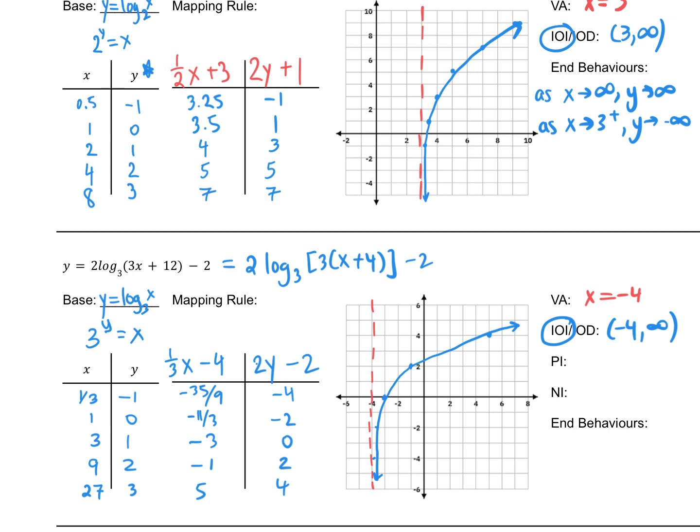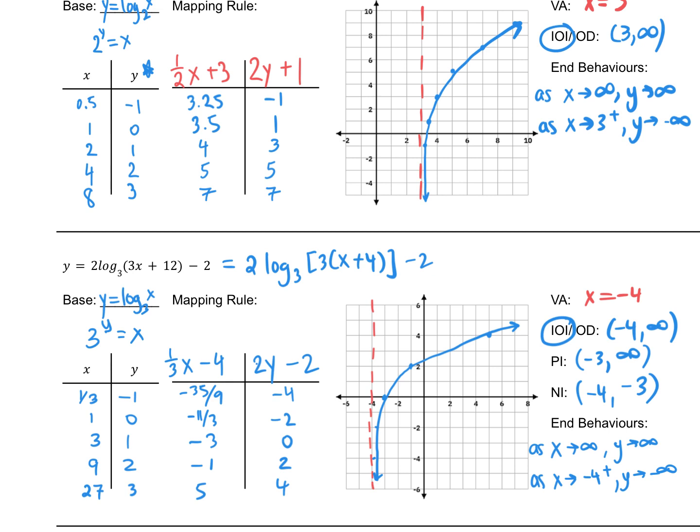My positive interval is from that x-intercept of negative 3 to infinity, and my negative is from the asymptote to the x-intercept. And our final end behaviors, as x approaches infinity, y is also approaching infinity. And as x approaches our asymptote from the right, y approaches negative infinity. And that's it for graphing logarithmic functions.